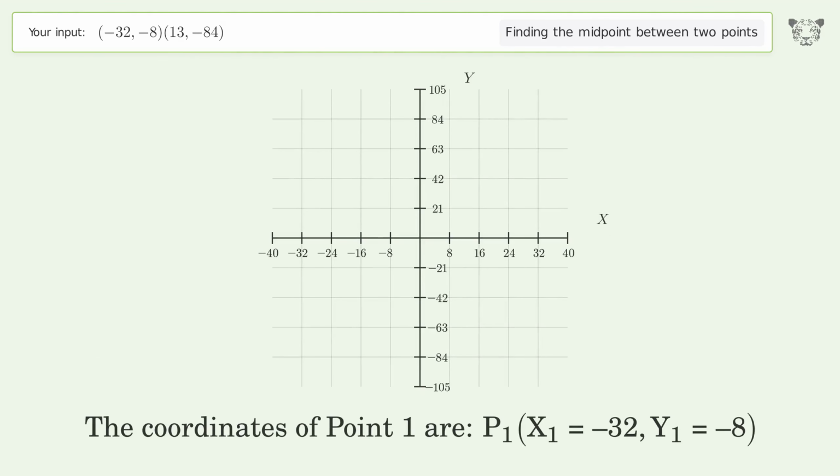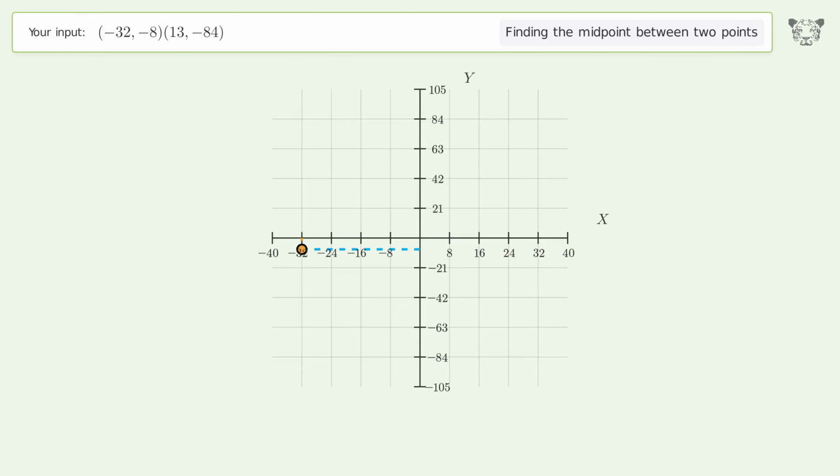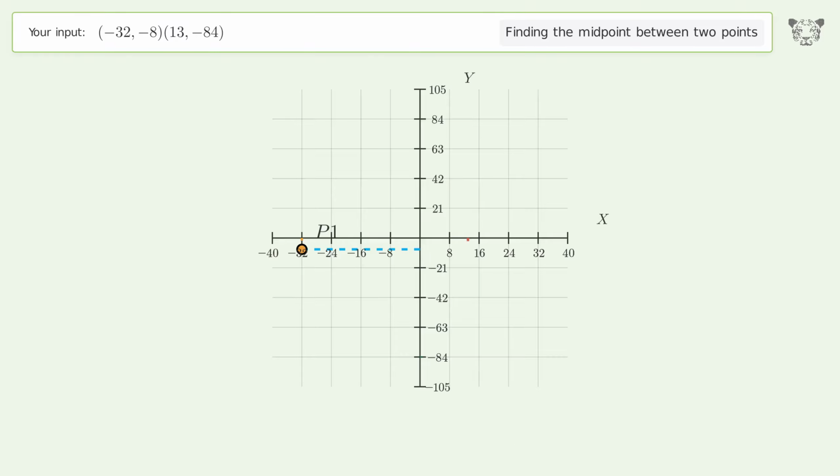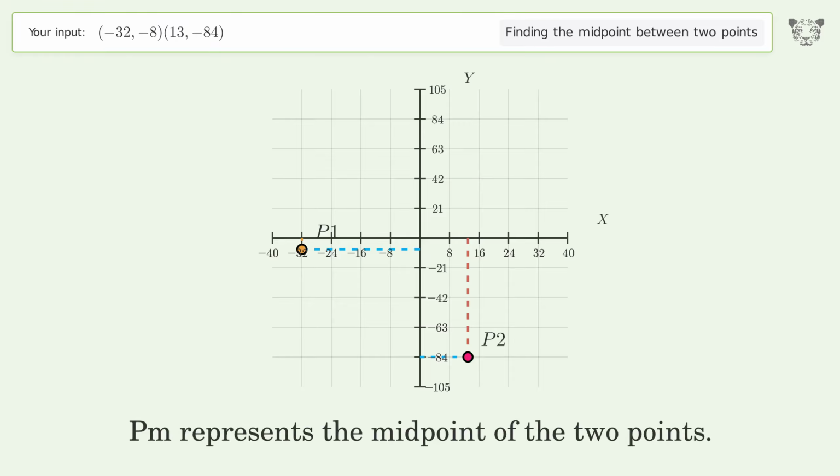The coordinates of point 1 are x1 equals -32, y1 equals -8. The coordinates of point 2 are x2 equals 13, y2 equals -84. PM represents the midpoint of the 2 points.